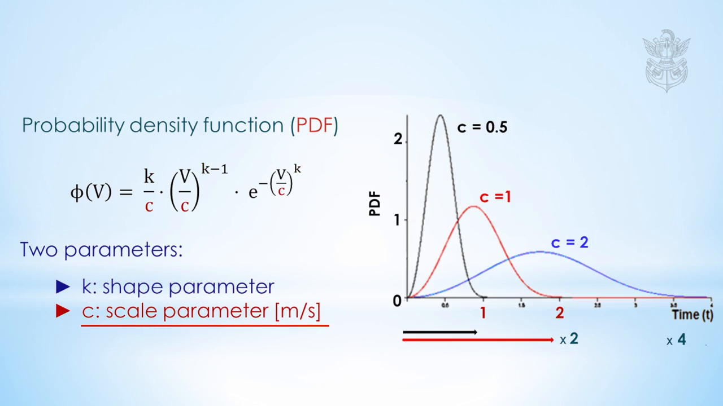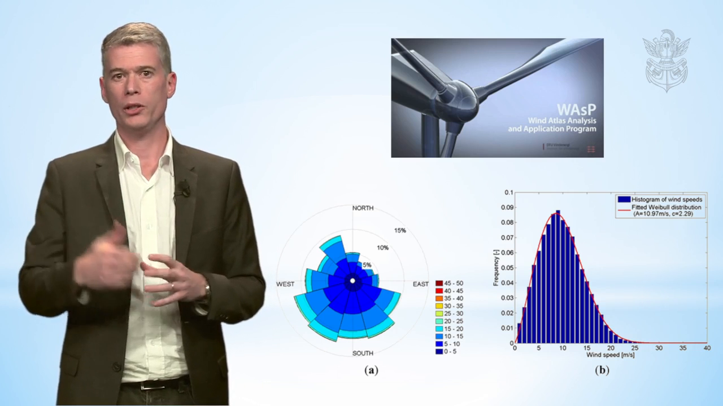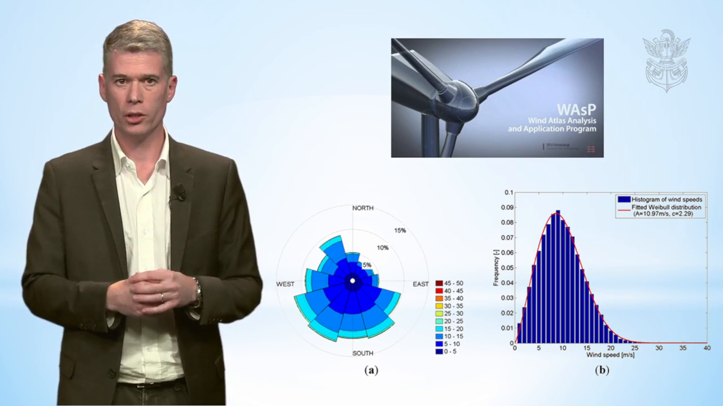C is known as the scale parameter. It is also positive and has velocity dimension. Looking at the example, we can see why C is called the scale parameter. Multiplying C by 2 stretches the scale 2 times, but keeps the area under the curve to 1 as it is a normalized distribution.